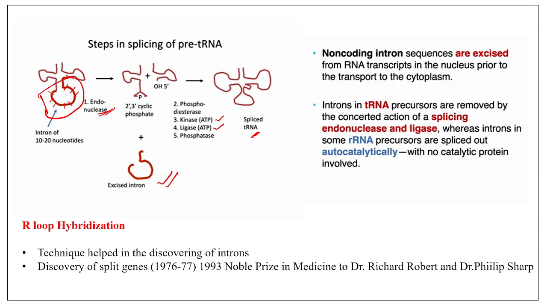So the non-coding intron sequences are excised from RNA transcript in the nucleus prior to the transport to cytoplasm, and introns in tRNA precursors are removed by concerted action of splicing endonuclease and ligases. These are the splicing endonuclease, and these are the ligase. Whereas introns in some rRNA precursors are spliced out autocatalytically with no catalytic protein involved. That means in the case of pre-tRNA, it is not an autocatalytic function. You require the help of certain endonuclease and certain ligases in the case of tRNA. Whereas in the case of ribosomal RNA, the splicing happens by itself. There is an autocatalytic function, so no endonuclease or ligases are needed in the case of rRNA molecule.